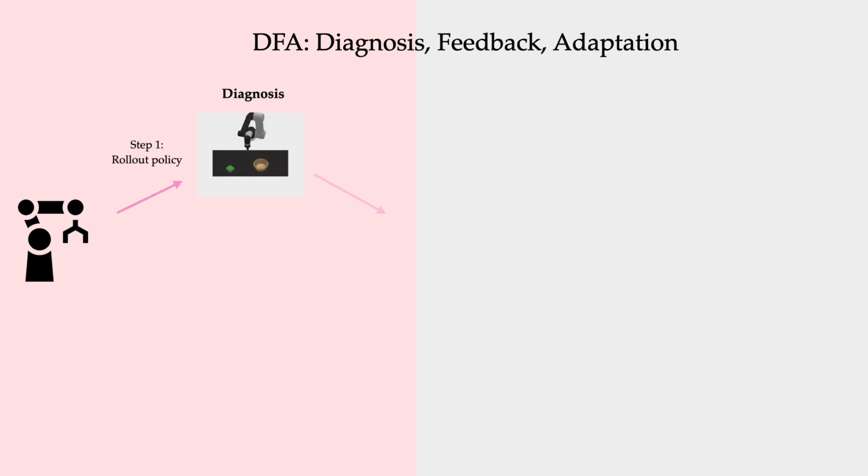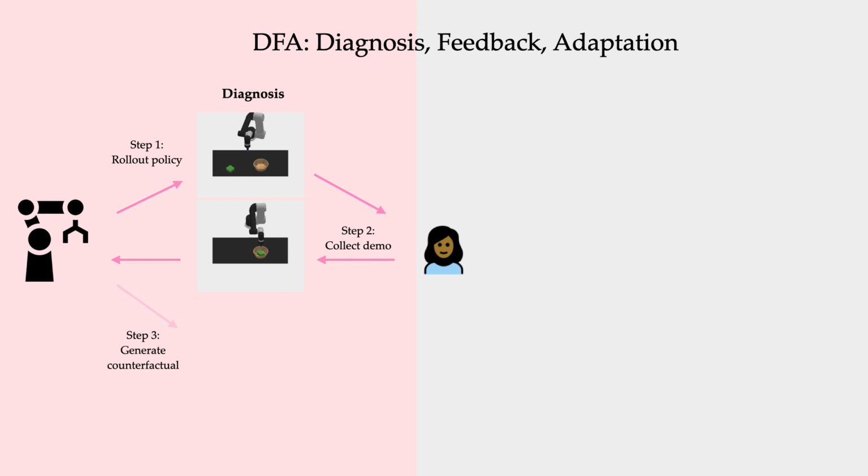We call our full framework DFA. In the diagnosis portion of our framework, we roll out a potentially failed behavior trajectory for a human user. We then collect a single demonstration from the user of what they desired the action to actually have been, and then we perform a search through the visual concept space to generate a counterfactual explanation that would have resulted in similar actions for the robot had something such as the bowl texture been changed.